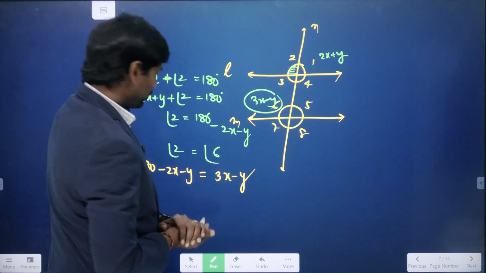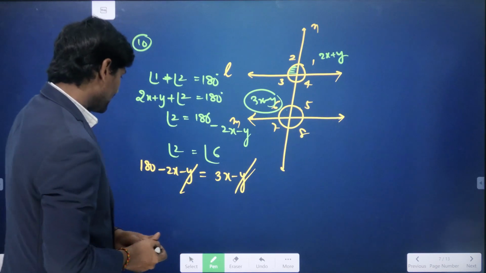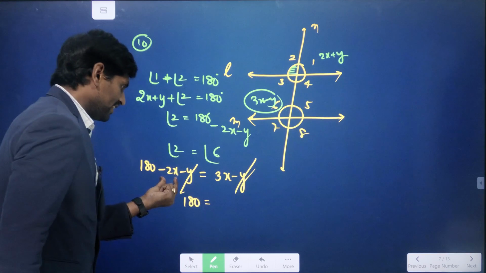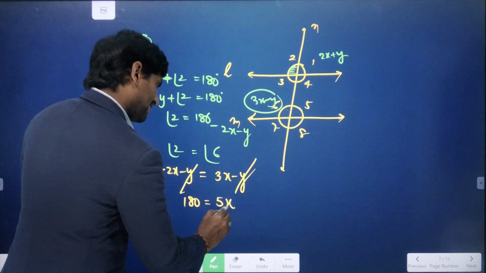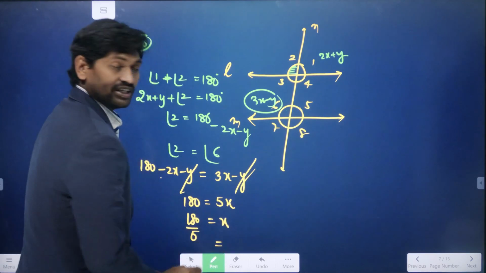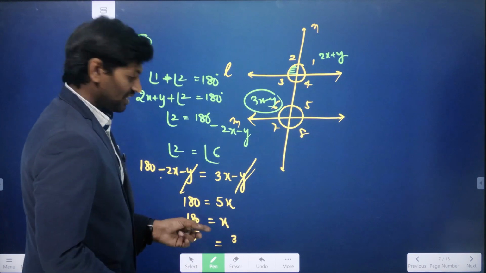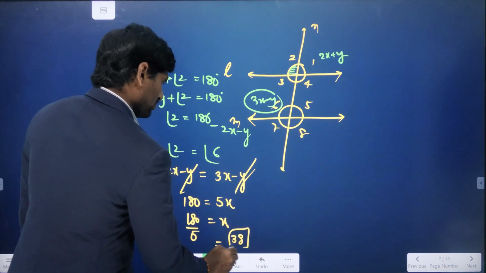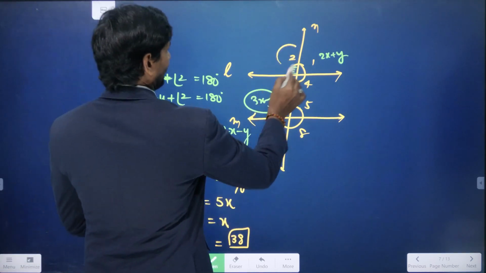So these two we can equate. Both sides minus y cancel, and here it is given that 180 equals this minus 2x. Bring this side, it becomes plus 2x. 3x plus 2x is 5x, then x value is 180 by 5. That means 5 table in 180: 5 3s are 15, and 5 8s are 40, so the x value is 38 degrees we got. But we need to find angle 2.